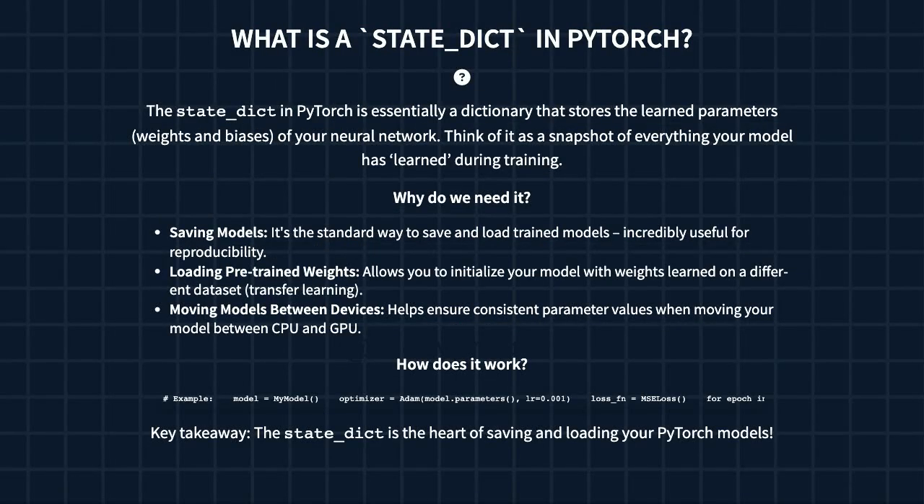Okay, let's talk about state dict in PyTorch. It's a really important concept for working with your trained models. Basically, it's like taking a picture of all the learned weights and biases within your neural network, everything your model has figured out during training. You need this to save your model so you can reuse it later, or even load pre-trained weights from another dataset, which is fantastic for things like transfer learning.